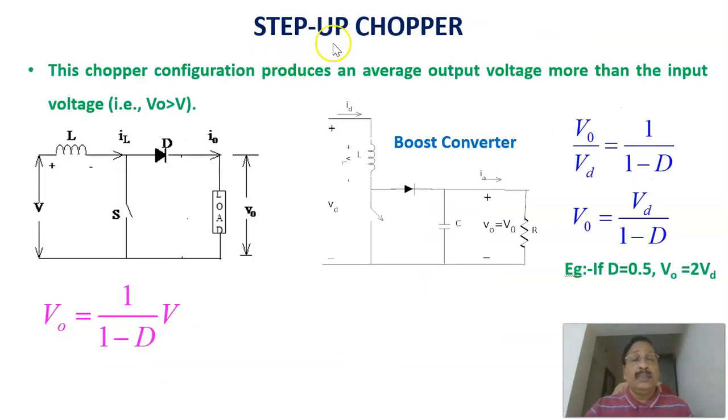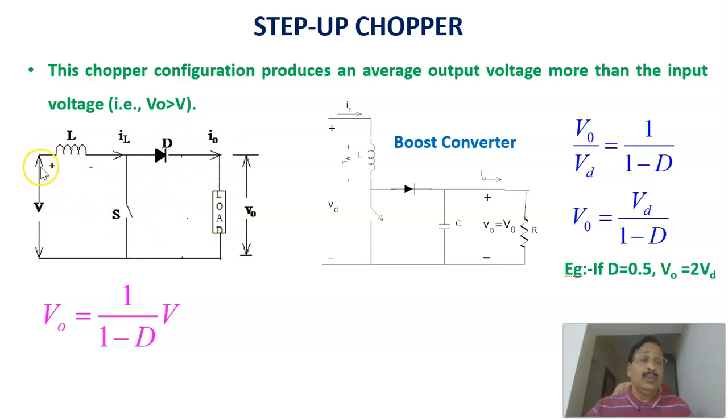Another type of DC to DC converter is called the step up chopper, that increases the voltage. That is, here the output voltage will be more than the input voltage. The circuit diagram is slightly different. Here the inductor is at the input side, the switch will be across this one, and the diode is like this one.